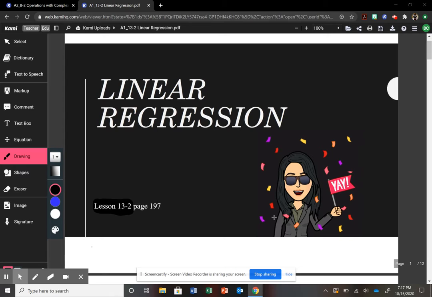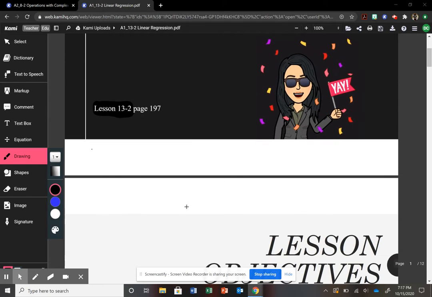So last time we went over scatter plots, data, and a trend line. So now we're going to actually go over linear regression. First we're going to look over correlation, okay? So title your notes linear regression. This is actually lesson 13-2 on page 197 in your book.